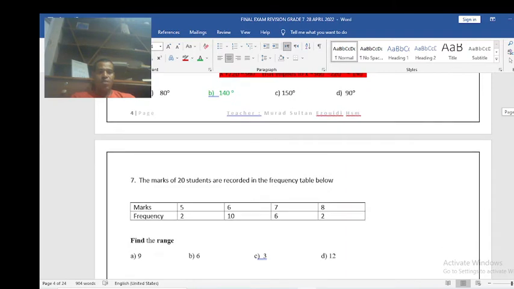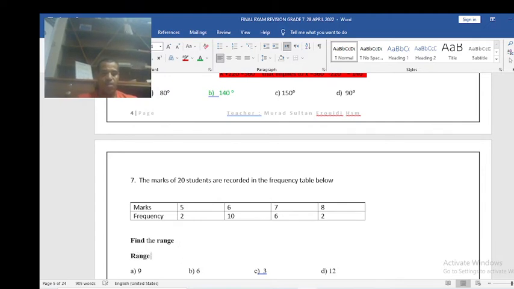The marks of 20 learners are recorded in the frequency table below. Only 2 students got 5, 10 students got 6, 6 students got 7, and only 2 students got 8. The question is: find the range. The range is equal to the largest number minus the smallest. So the largest number here is 8. 8 minus 3 should be equal to 5. So this is the range, learners.